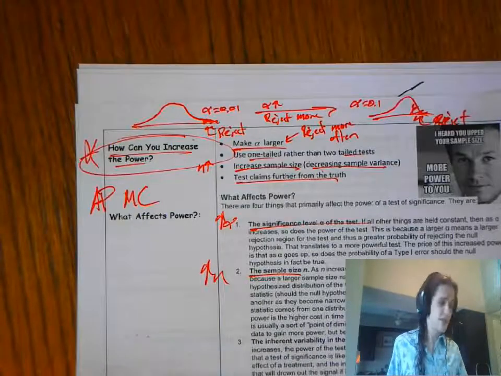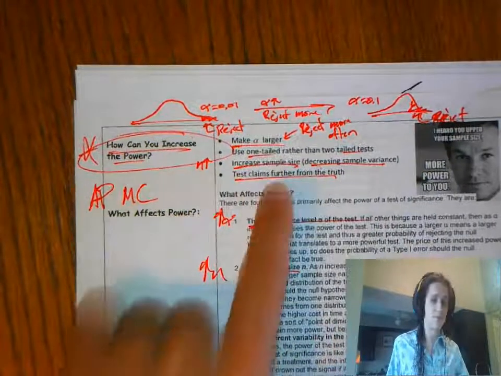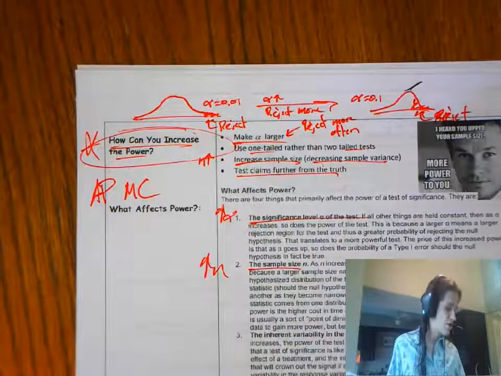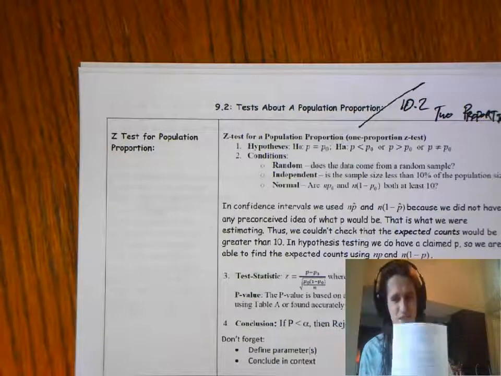How to increase the power? Three main ways: make alpha larger, increase your sample size, or test claims further from the truth. Then go back and think about what that means. You will be asked questions about power, but I can't review it every single lecture.